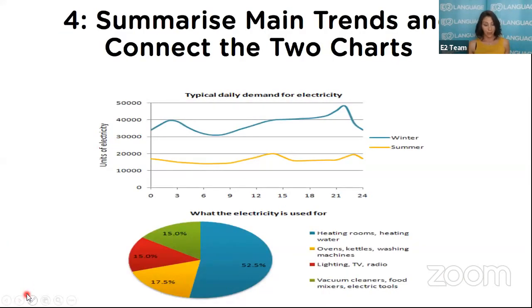Okay, so now you've actually written your introduction, you've written your general overview, and you've written your detailed summary. So this is the last part of the task. Summarize the main trends and compare the charts. Okay, one sentence only, 1 to 2 sentences.